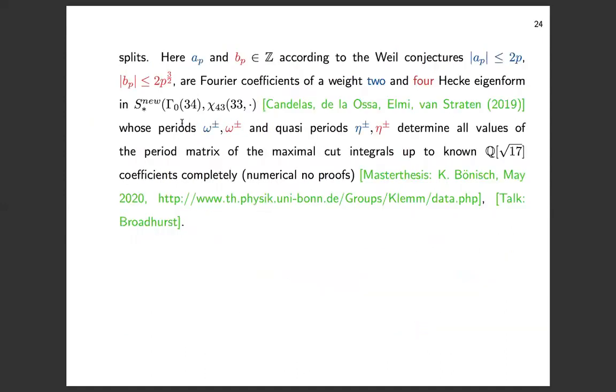And if you calculate now the periods, the conductor was 34, but it also has a character. And this was already recently observed. I mean, this form was observed in a paper by Candelas, De La Ossa, Elmi, and Van Straten, and they calculated also the periods. But in order to get the full period matrix, you also need the quasi-periods, and that my student Bönisch actually calculated, because we are now investigating in particular these special points on Calabi-Yau threefolds.